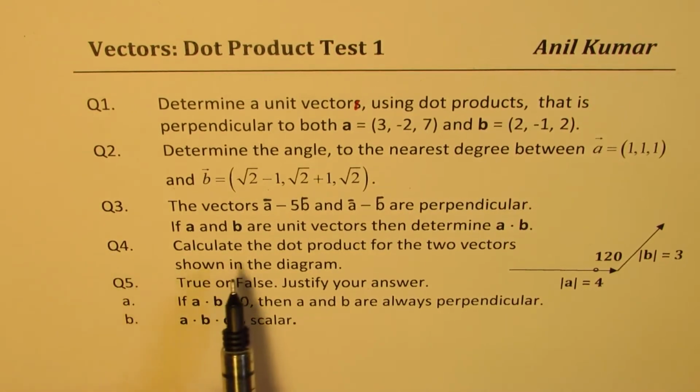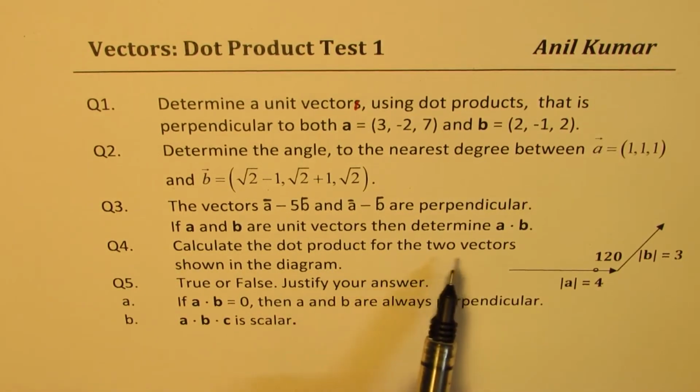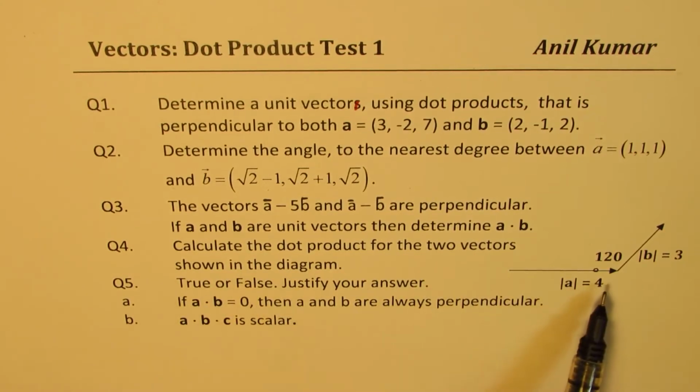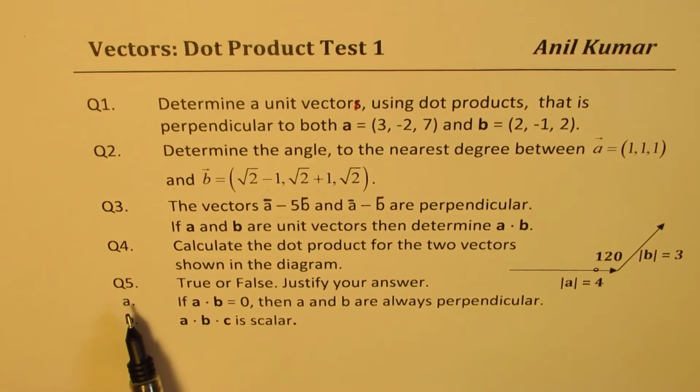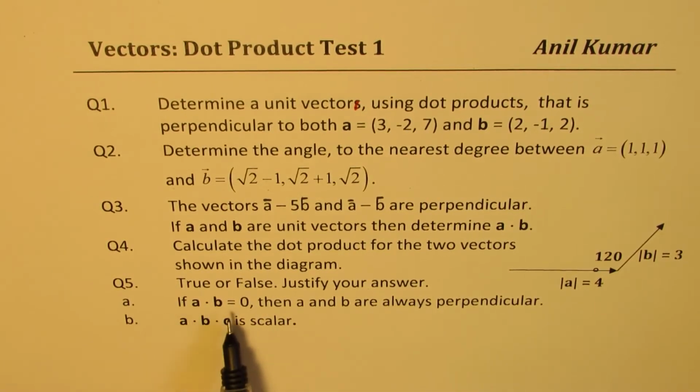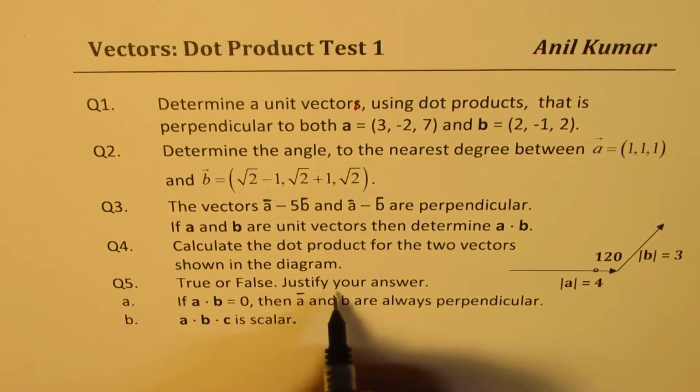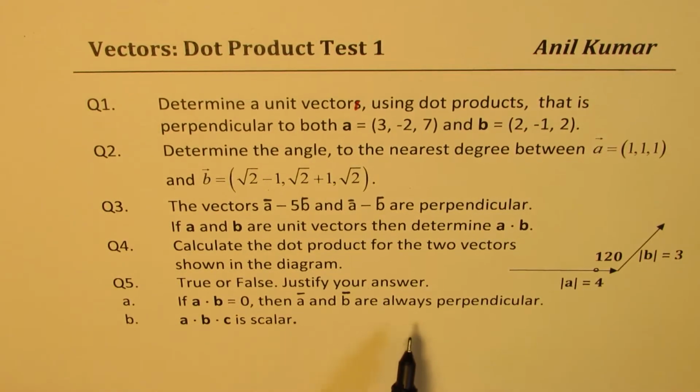Question 4. Calculate the dot product for the two vectors shown in the diagram. Question 5. True or false? Justify your answer. A. If A dot B equals 0, then the vectors A and B are always perpendicular. B. A dot B dot C is scalar. So I'd like you to pause the video, answer these questions, and then look into my suggestions.